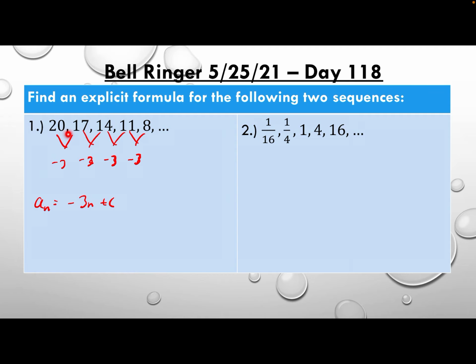What is the zero term of this sequence? Or in other words, what is the term before 20? Well, if the common difference is minus 3, that means the term before 20 would have to be 23, because if you were going backwards, instead of subtracting 3, you would add 3. So 20 plus 3 would be 23. So that means our c value is 23. So a sub n is equal to negative 3n plus 23. That is your explicit formula for number one. Now let's look at number two.